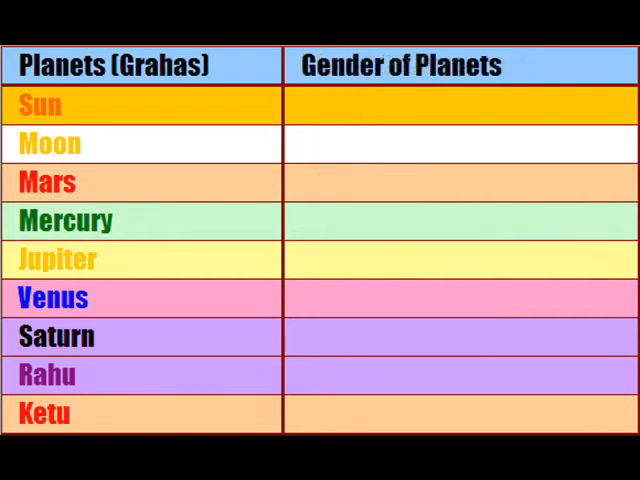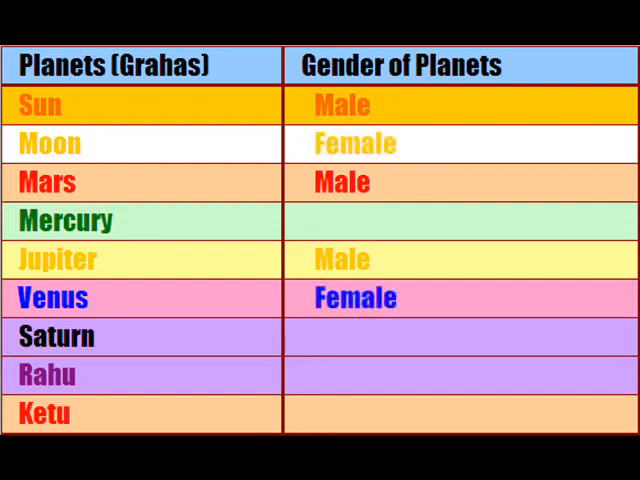This chart contains the gender of the planets. The Sun, Mars and Jupiter denote male gender. Moon and the Venus denote the female gender. Mercury and Saturn are neuters.